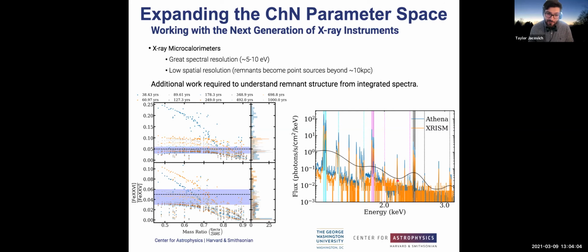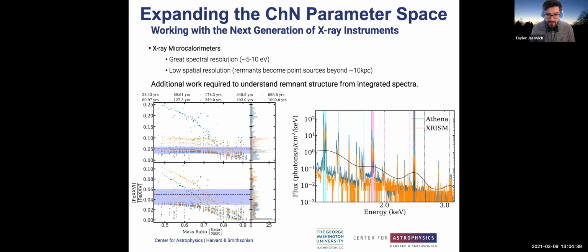But this comes at a cost of fairly low spatial resolution. So a lot of these remnants, anything beyond like 10 kiloparsecs, is going to be more or less a point source. So how do we extract data from this? How do we understand the remnant? Well, one thing we can do is use this higher spectral resolution to look at things like the hydrogen-like to helium-like line ratio. That's what we have plotted on the left, and we use that for the integrated spectrum of the entire remnant. And we do see some trending based on the progenitor object and the age.